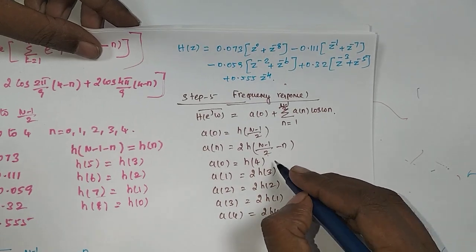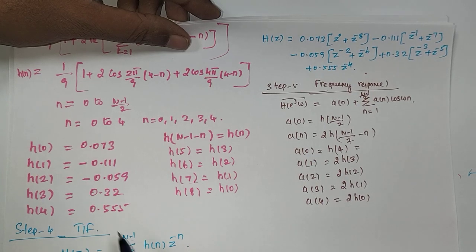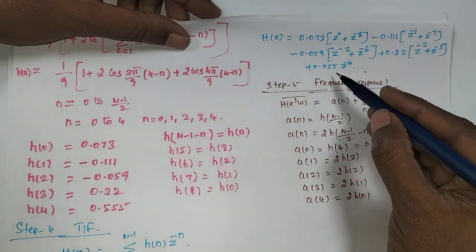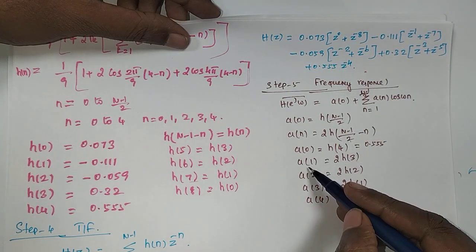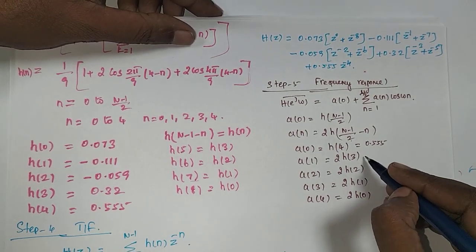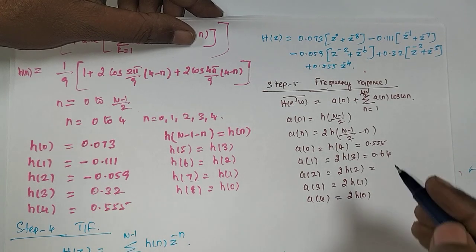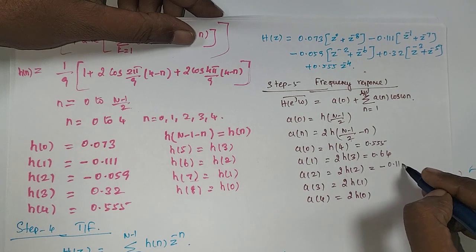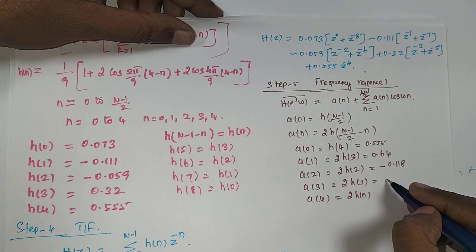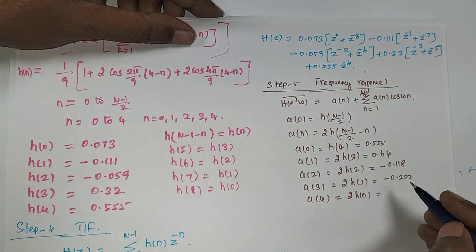You just multiply this a of 0 and h of 4. A of 0 and h of 4 is 0.555. Same thing. And then a of 1 is equal to 2 into h of 3, 2 into 0.32, which is equal to 0.64. 2 into minus 0.059, which is equal to minus 0.118. 2 into h of 1, that is minus 0.111, and it is equal to minus 0.222. And h of 0, 0.073 is equal to 0.146.